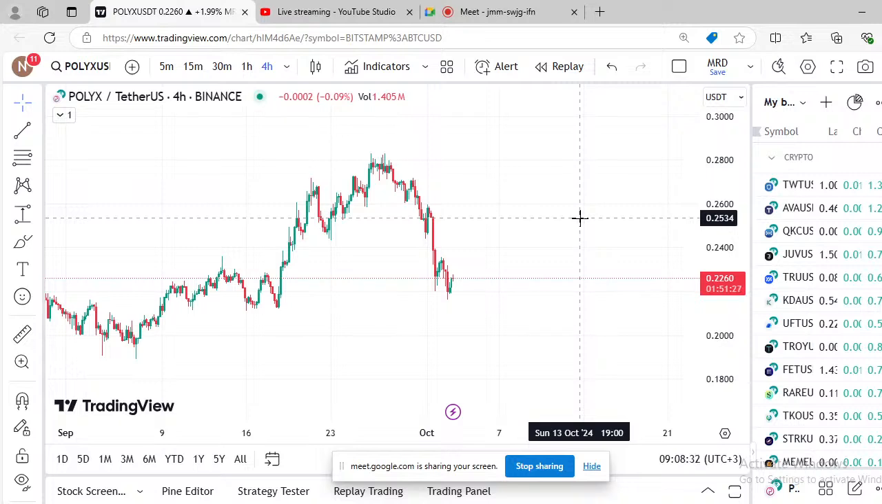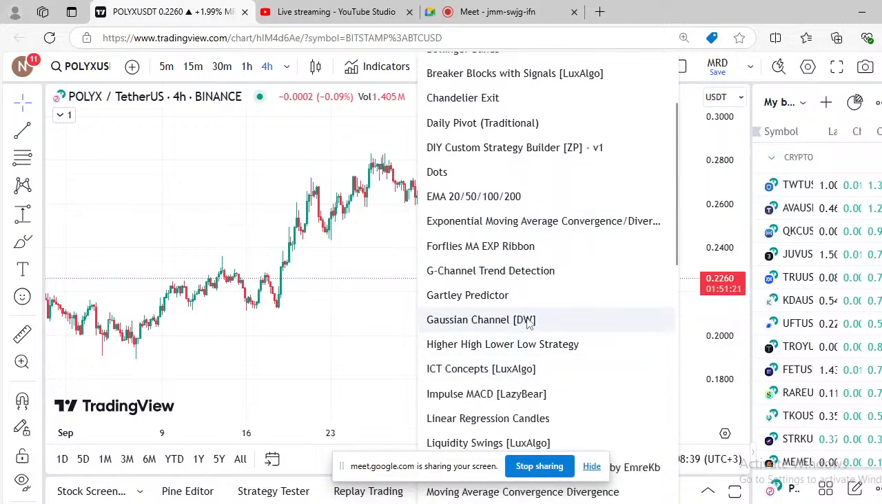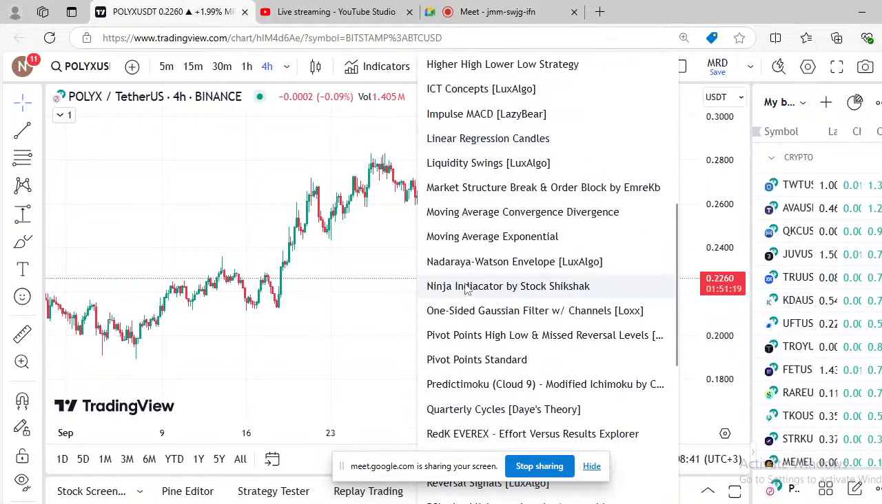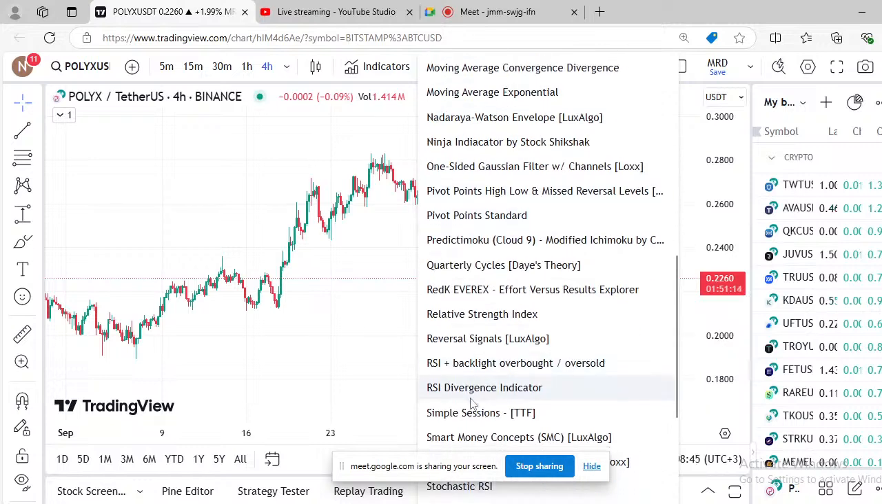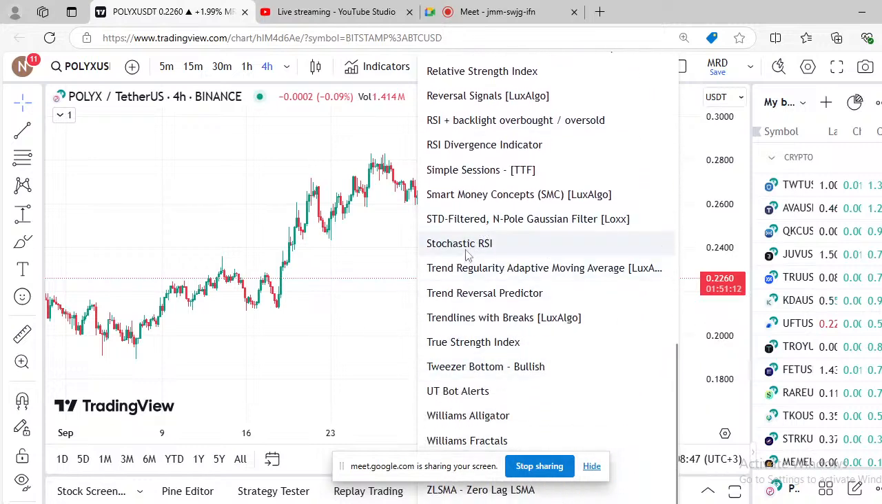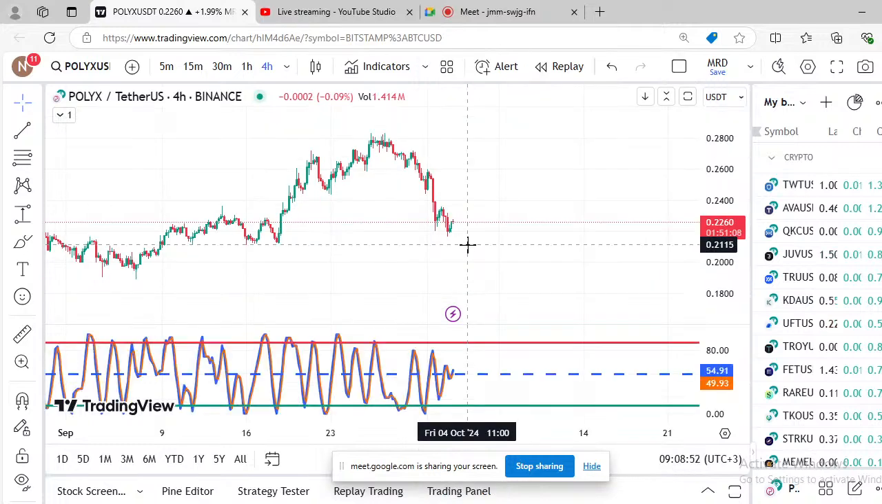Okay, let's go. So you will go to your indicators and you look for stochastic RSI. Mine is here. So I click on it once. It will be added on the screen. And later we need to look at the settings.